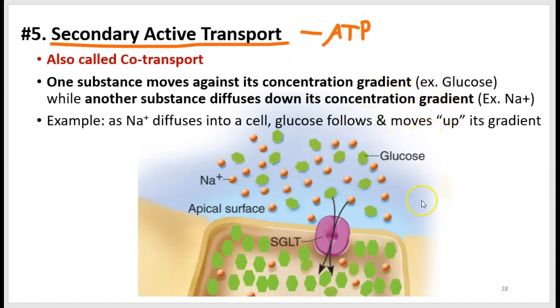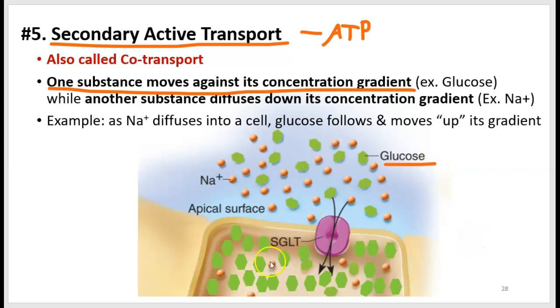So let's talk about secondary active transport. In this case, one substance is going to move against its gradient, just like before. And in my picture here, the substance that's moving against its gradient is glucose.